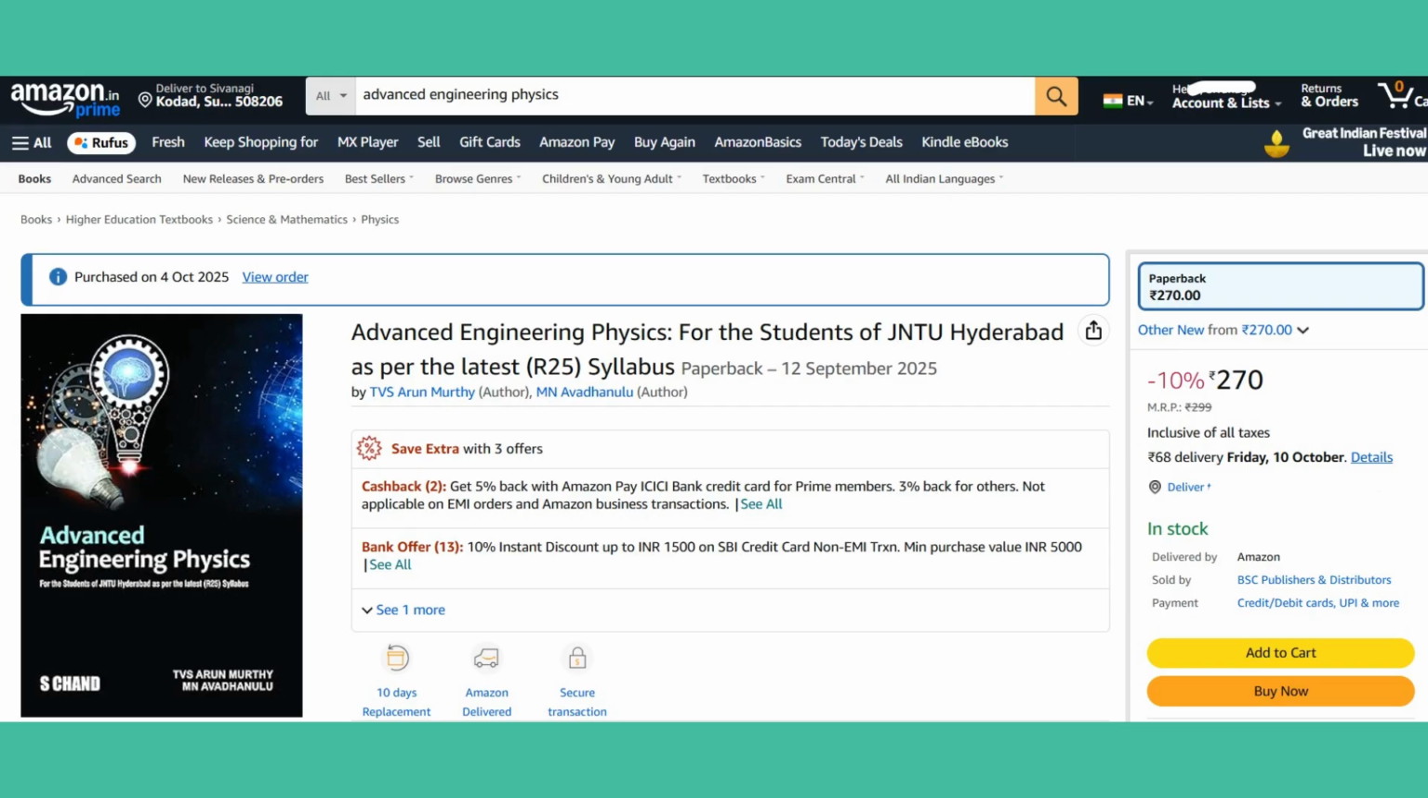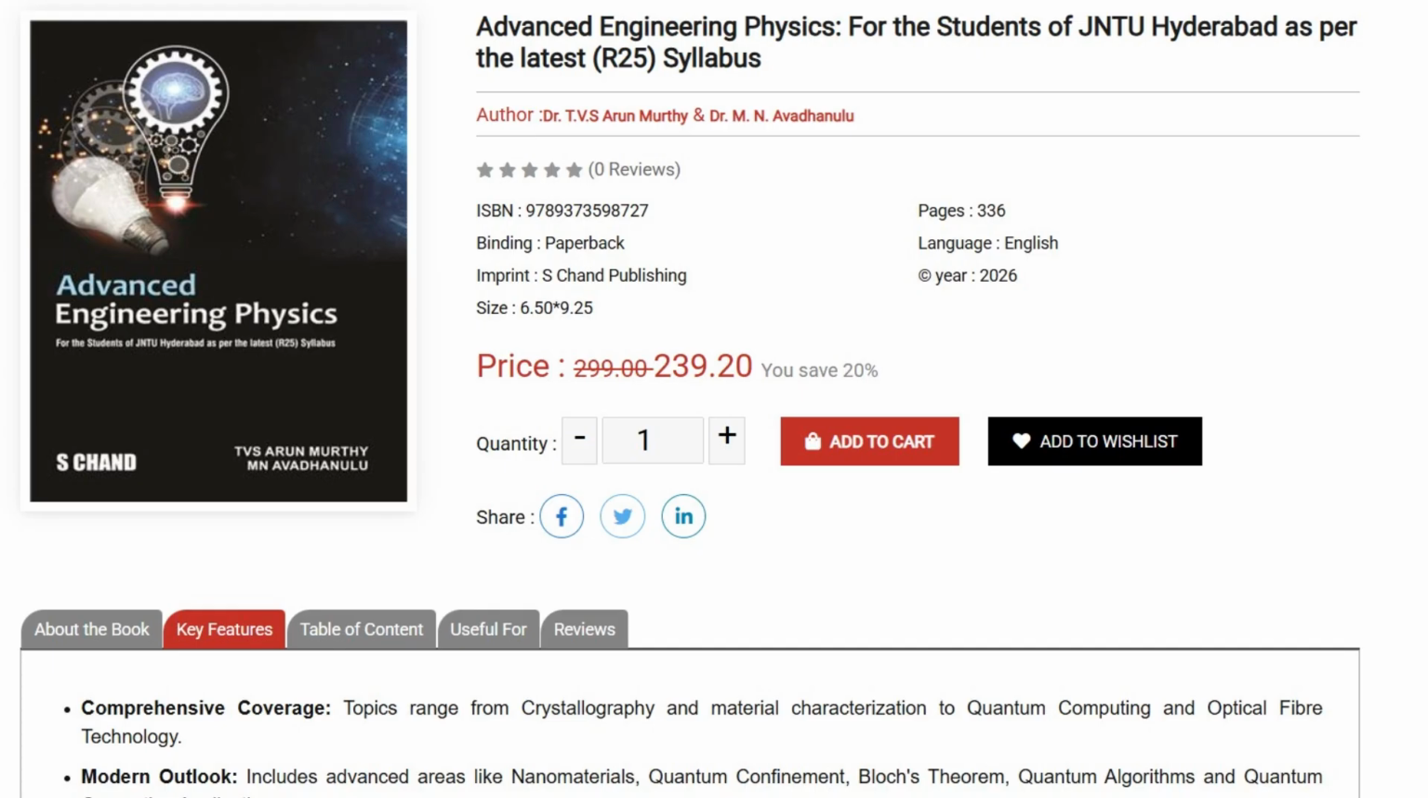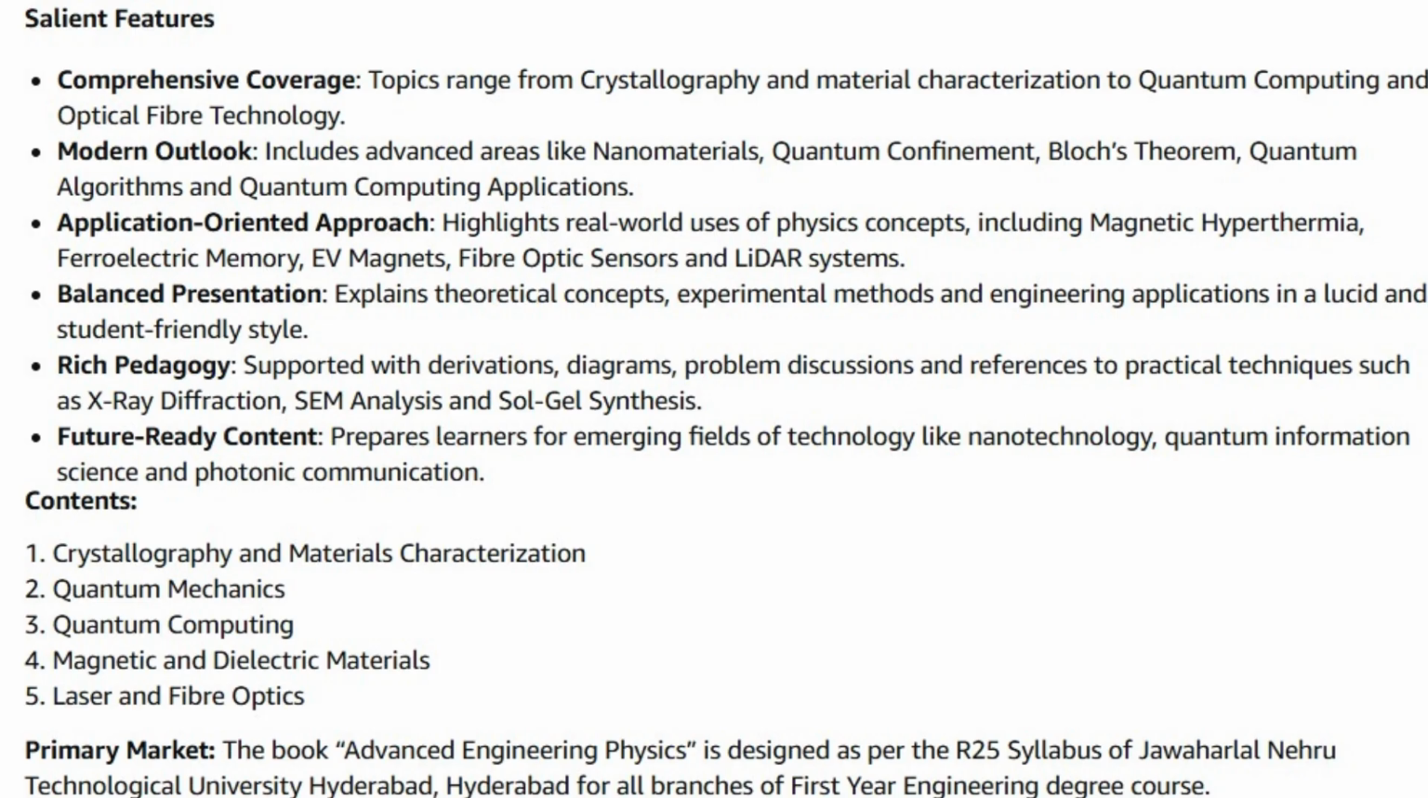The title is Advanced Engineering Physics, publisher S-Chand, recently published in 2025, and it is in English. Key features: it covers all the syllabus extensively, not only for a simple exam, but it provides complete content, and the presentation is very simple and easy to read. Anybody can understand because it's an Indian author's book.